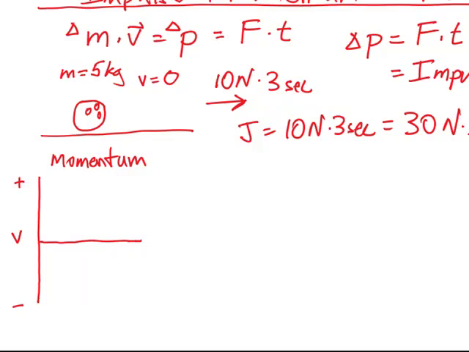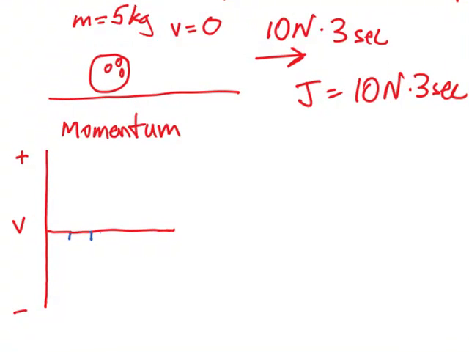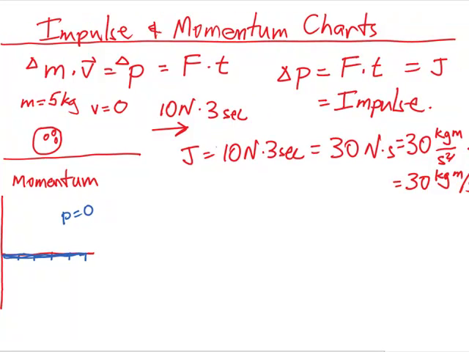So I'll put this on my momentum chart. I see I have 5 kilograms, 1, 2, 3, 4, 5 kilograms, but 0 velocity. So it's really just laying right along here. My rectangle really has no area, right? Because if I have base times height, my base is 5 kilograms, my height is 0. My momentum here is 0. Let's see what we can do about adding impulse to that. That's going to be something new we'll add here.